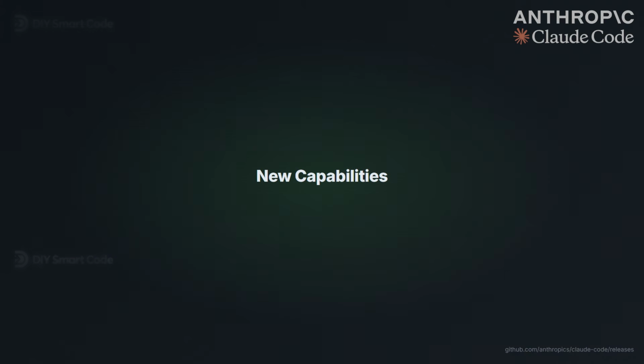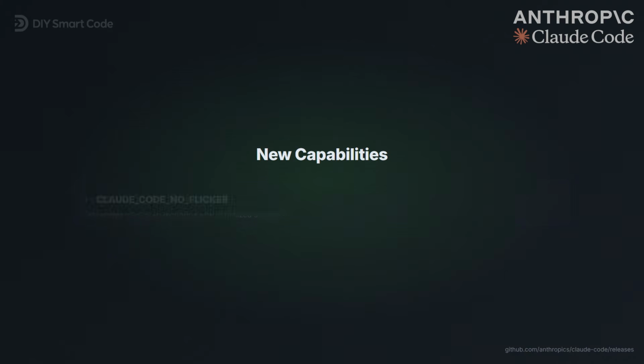5 additions worth knowing. Set the environment variable CLAUDE_CODE_NO_FLICKER to 1, and you get flicker-free alt-screen rendering with virtualized scrollback.